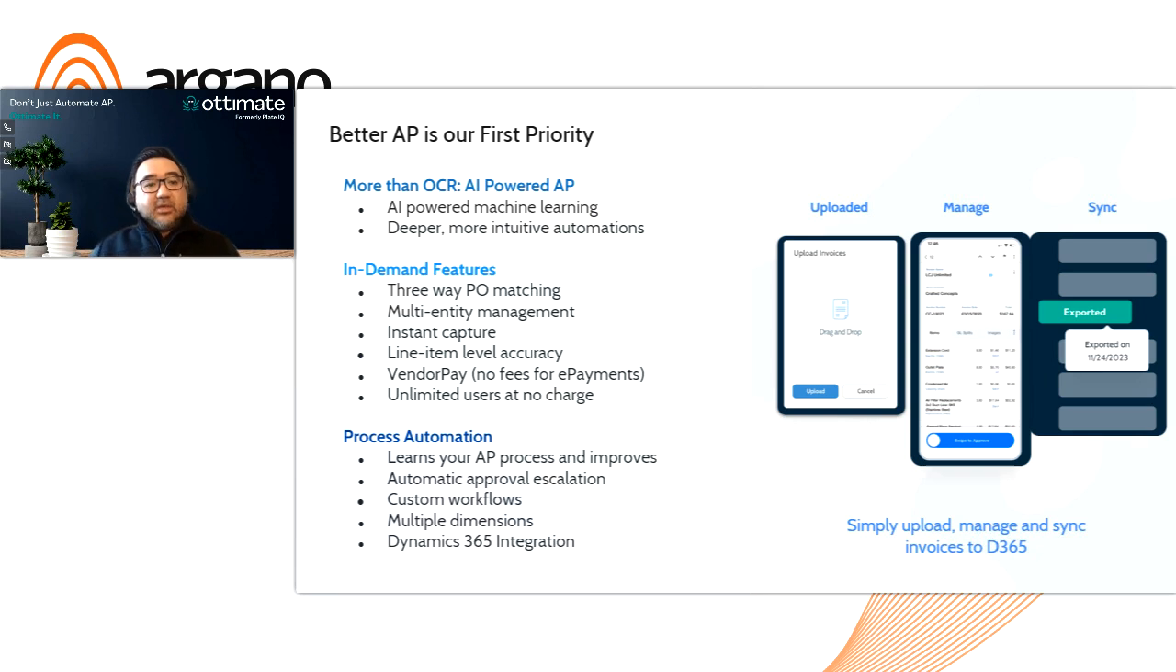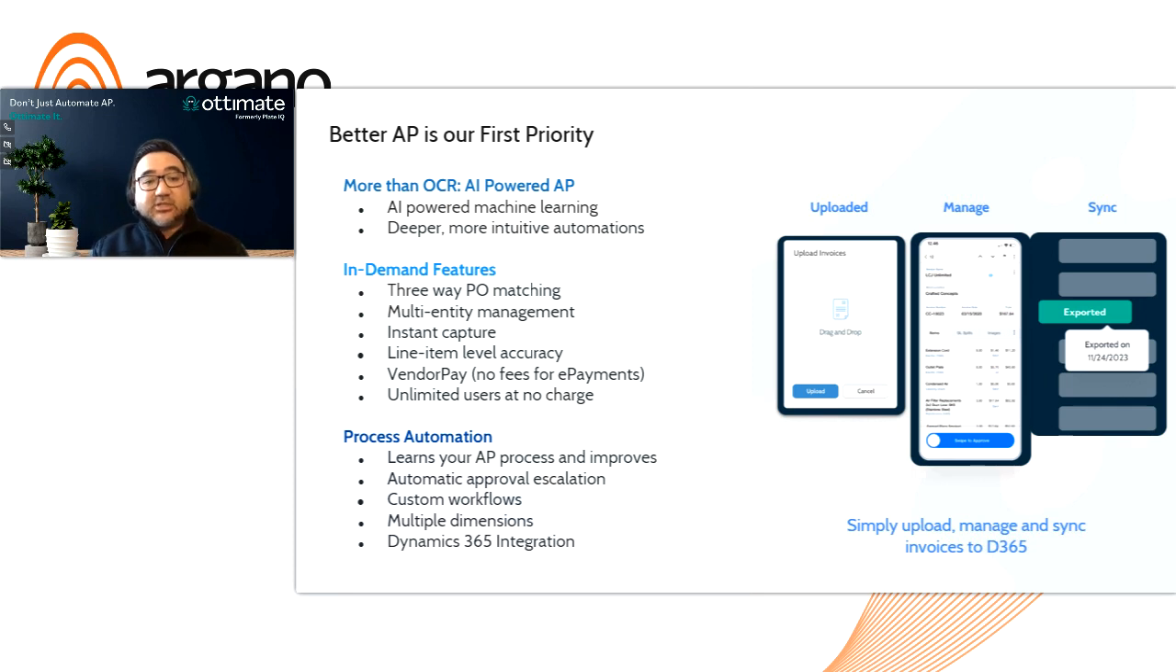We are an AP solution first, like I mentioned earlier, is our priority. And we're more than just an OCR front end to capture invoices. Our OCR, or AI technology, is powered by machine learning. It's very deeply intuitive with automation and capturing the data on invoices, so you don't have to create a separate template for each and every vendor. Our solution is very intuitive that way.